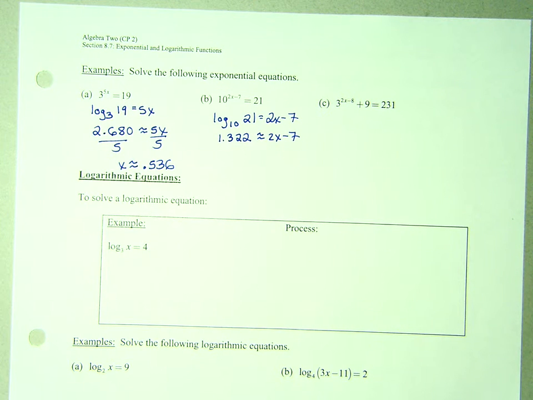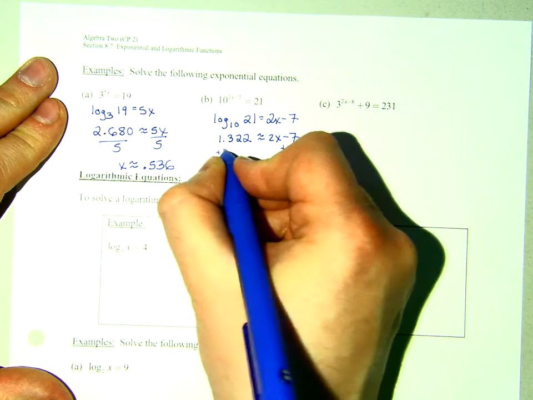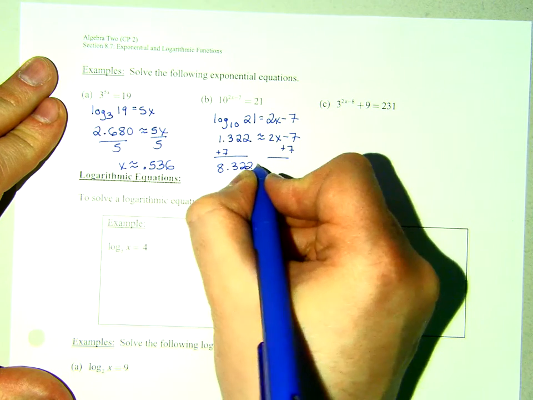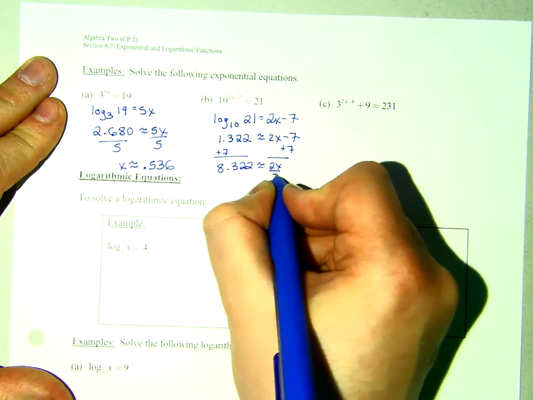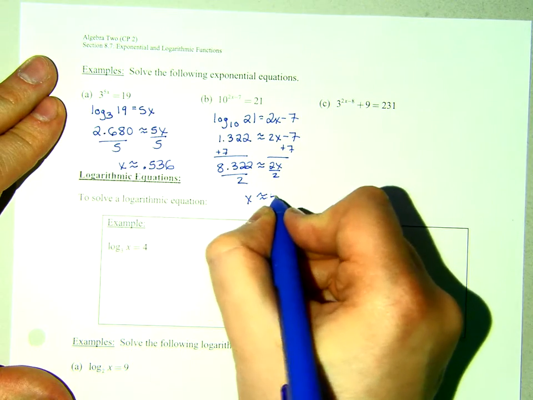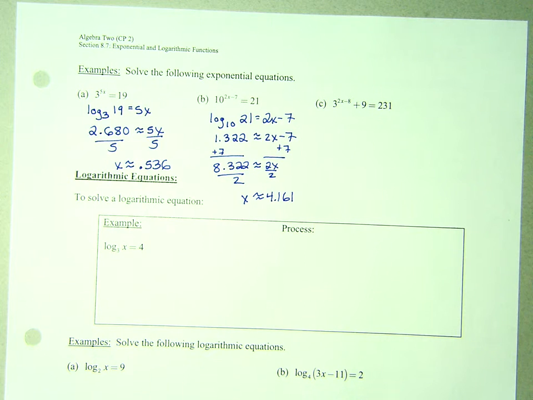Next up. Show it. Plus 7, plus 7. Yes, I am going to be picky. You're used to that by now. Divide, divide. Don't lose points for that. X is 4.161.